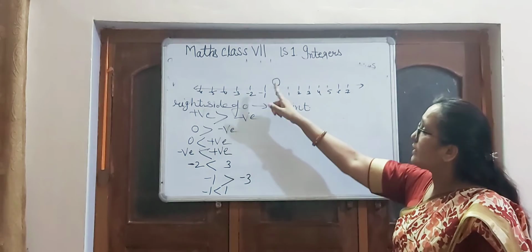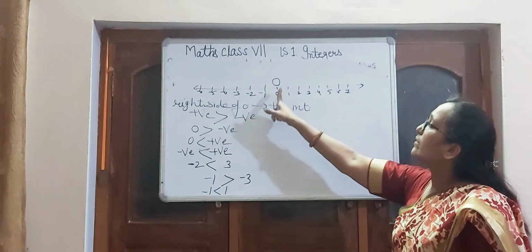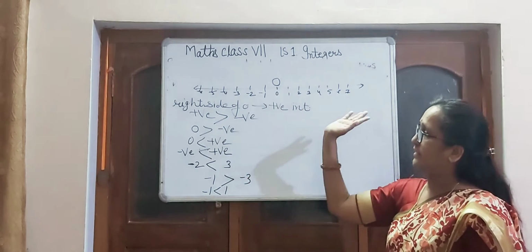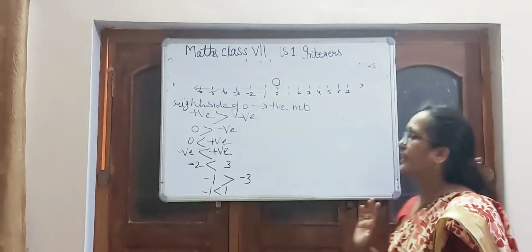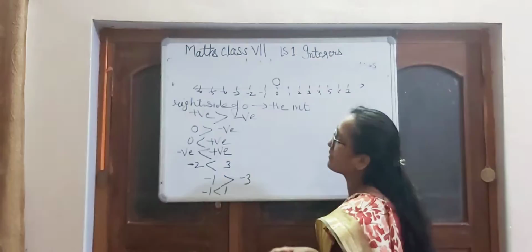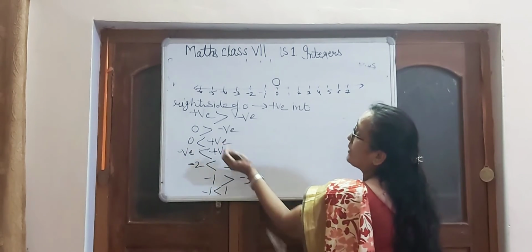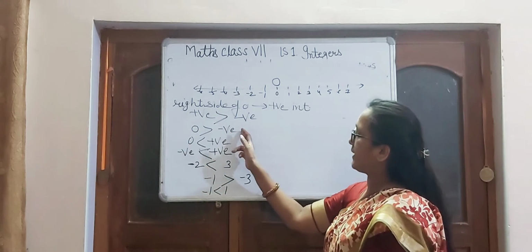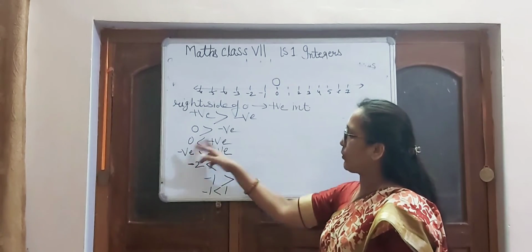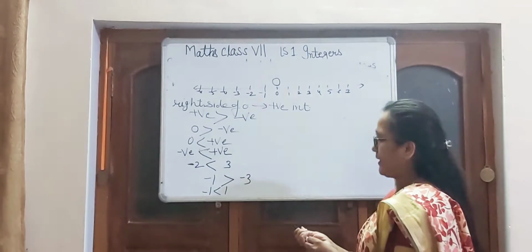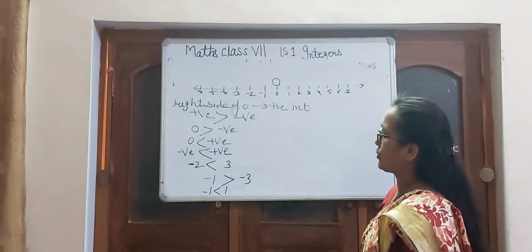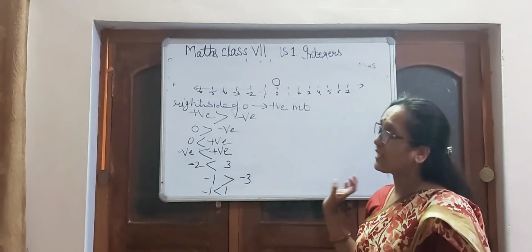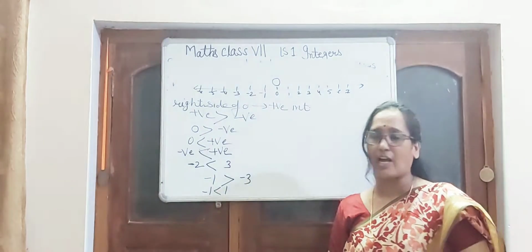It means the negative integer which is nearest to 0 is always greater than the integer which is farthest. Get my point, beta? So I will explain again: positive integers are always greater than negative integers, and 0 is always greater than negative integers, but 0 is less than the positive integers, and a negative integer is always less than a positive integer. So these are the measurements of integers on the number line. On this basis we will solve the questions.